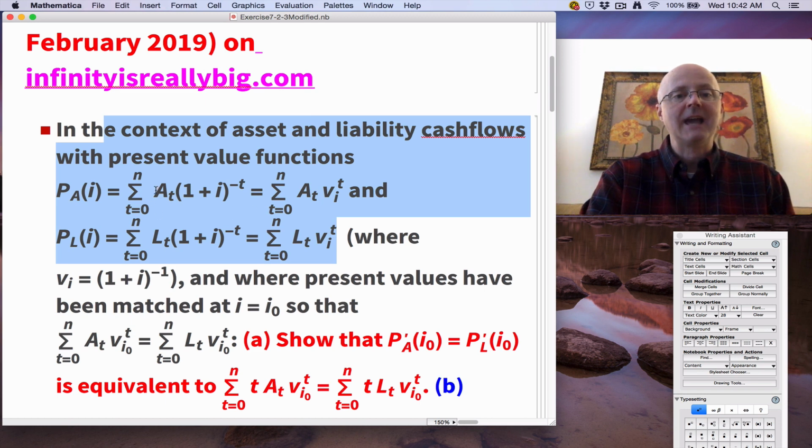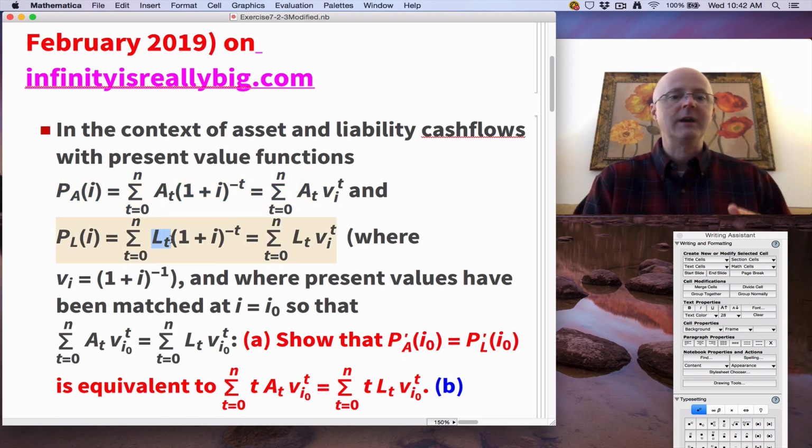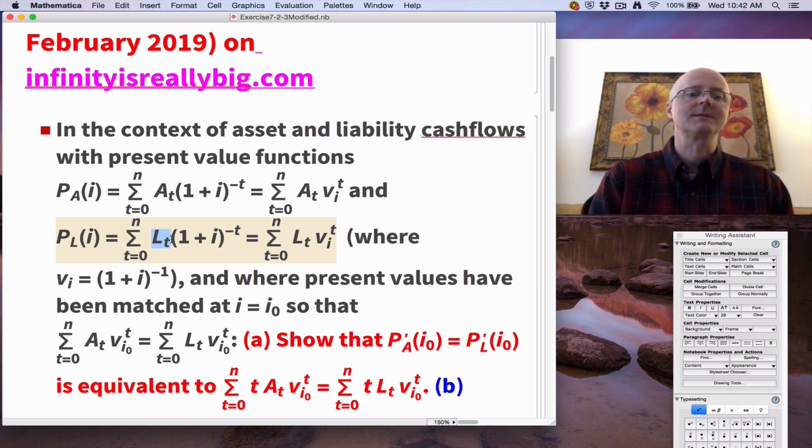The asset cash flows are A_t, occurring at time 0, 1, 2, 3, etc. up through time n. The liability cash flows are L_t, occurring at time 0, 1, 2, 3, etc. up through n. You can see those are occurring at whole number values for t, though I will say here at the beginning that later on in this video we are going to consider essentially the same things with non-whole number values for t. And the ideas are still valid. They can still be made valid in that context.